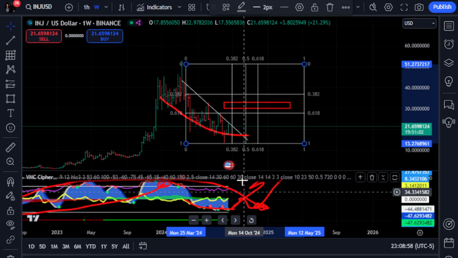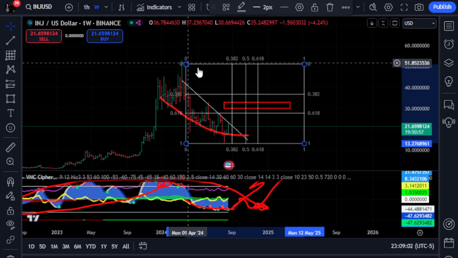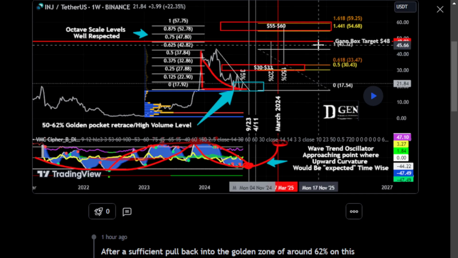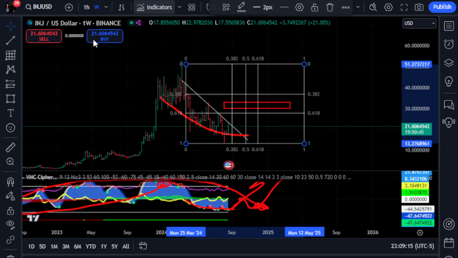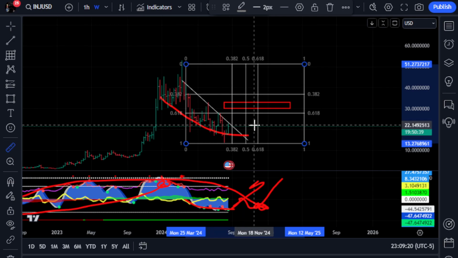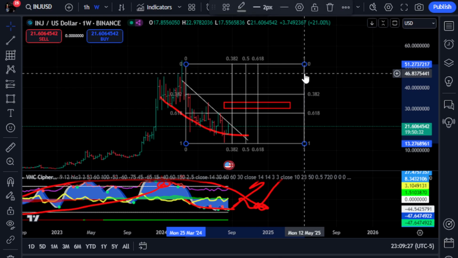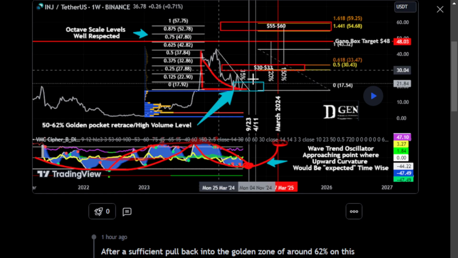Yeah, and I came up with $48, $50, which is even a lower high, which maybe we see another big push up here and we just get a nice double top with a slightly lower high. But that is still a very significant gain there. That Gann box target is 120% I got on there. So if we considered even the current price to 48 bucks, that's 125%. So that is what I am looking at for INJ.